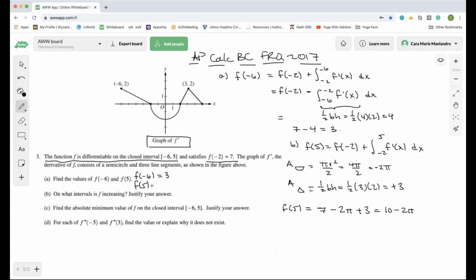All right, and I think those calculations are pretty fair given that you don't have a calculator. I think that's okay. All right, does anybody have any questions on how we found any of that? Okay, awesome.